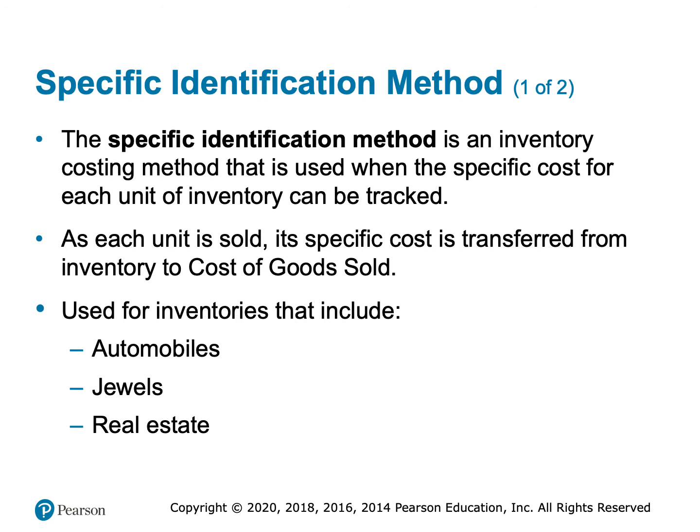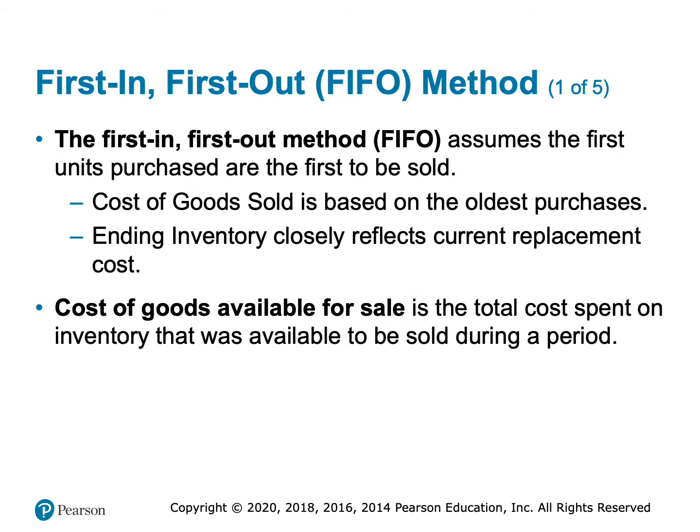But if I'm a car dealership, I know based on the VIN number exactly how much this particular vehicle cost versus the one that's next to it on the lot. So I'll use specific identification if I'm a car dealership or a jewelry store or something like that.